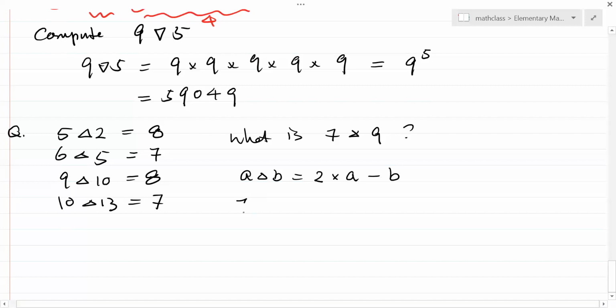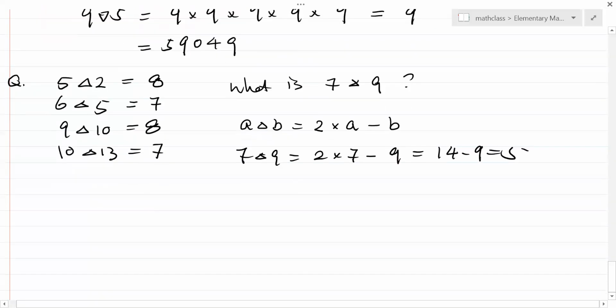So then 7 triangle 9 is gonna be 2 times 7 minus 9. It's gonna be 5. Okay. Yeah, this is a bit difficult. Let's look at the next problem.